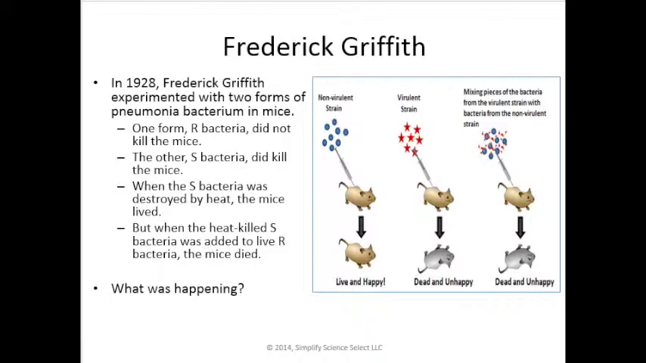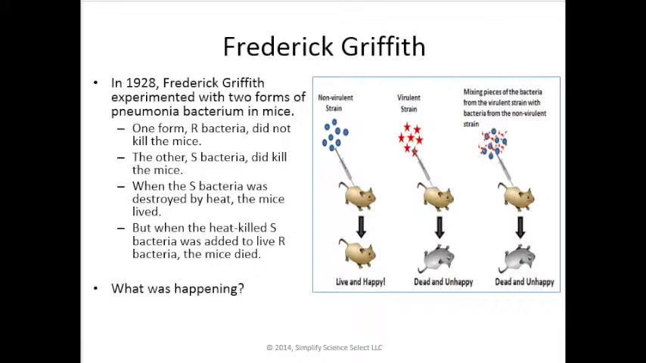Well, what they did is, with the S bacteria, they tried heating it up to destroy the bacteria. And that made it so that the mice lived. The mice could handle the destroyed bacteria. But here's where things got interesting. The destroyed S bacteria was okay. The living R bacteria was okay. But if you put together the destroyed S bacteria and the living R bacteria, it killed the mice. Even though separately the mice could handle both of those things.